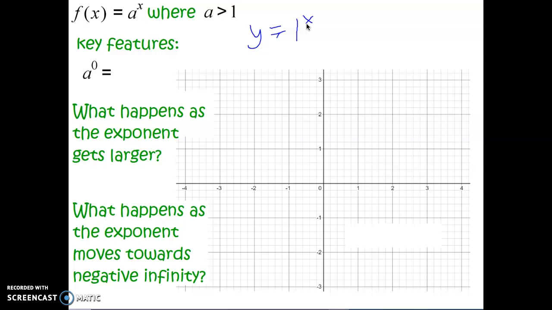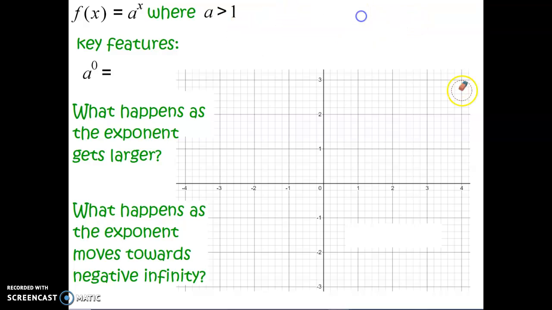Okay, so think about the number 1. If you raise 1 to any power, 1 to the second, 1 to the 43rd, 1 to the negative 7th, 1 raised to any power, all of those are going to be equal to 1. So there's no growth or decay. It's just a horizontal line at y equals 1. So those don't model exponential growth or decay. So we're looking specifically where a is greater than 1. We're not considering the case where a is equal to 1.